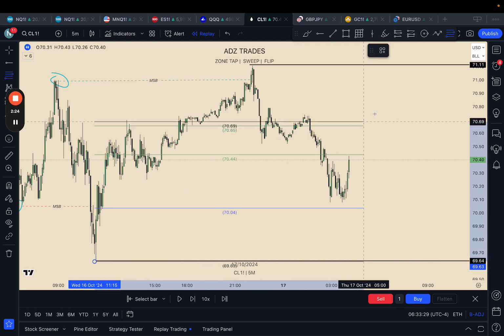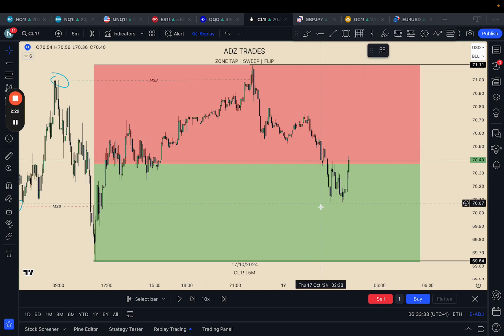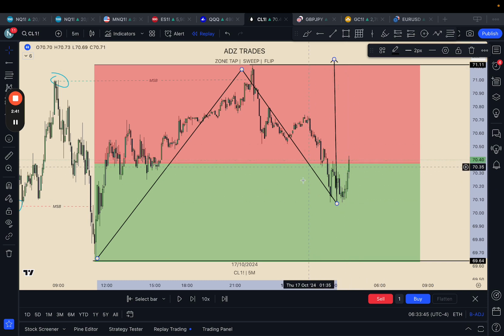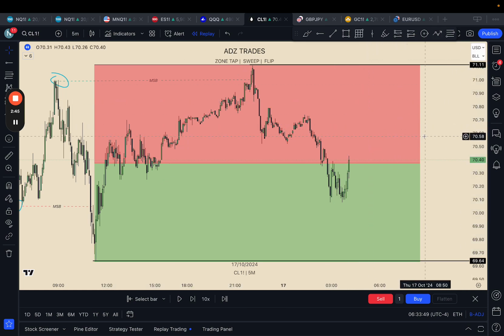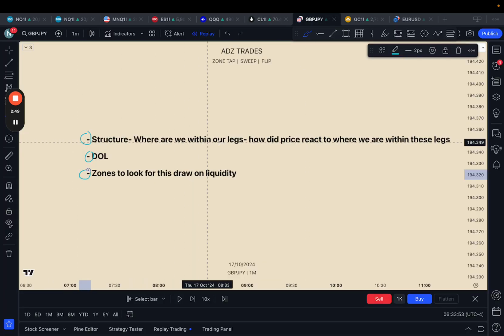So if I just draw the simple fib, I can see we've entered an area of discount. Now I've entered here, I'm expecting price to do what? I'm expecting price to put in a higher low and then a higher high. Ideally, I only want to be buying in this area, and I only want to be selling in this area.